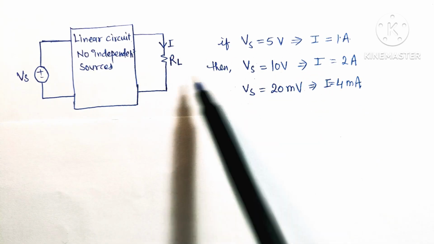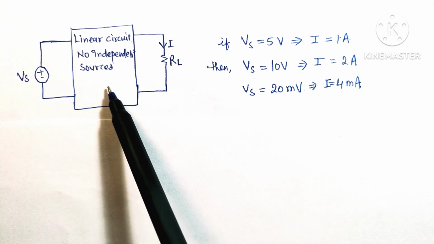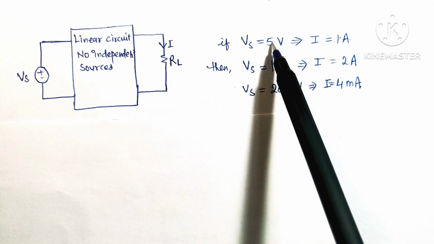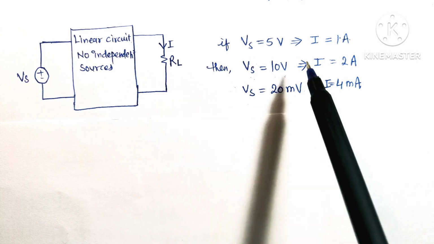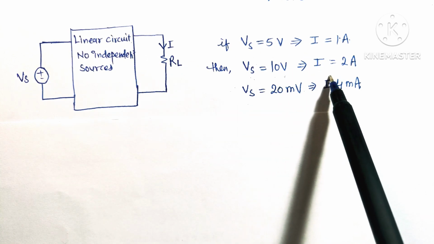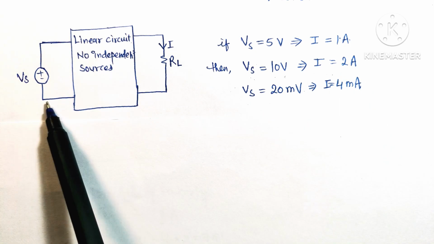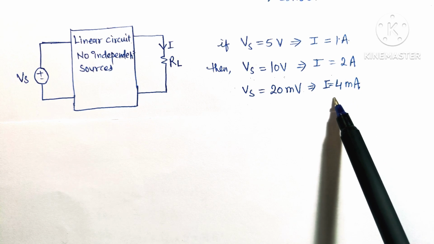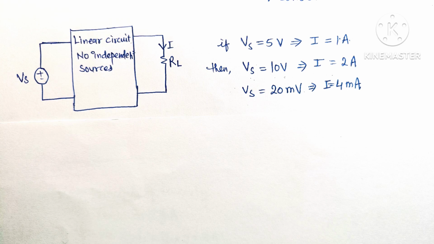If we apply Vs equal to 10 volt here, then from the linearity property of this circuit we can say that the input gets multiplied by 2, as 5 is multiplied by 2 to give Vs equal to 10 volt. Then the response will also be multiplied by 2, so the output current I will also be multiplied by 2 and will be equal to 2 ampere. If we apply Vs equal to 20 millivolt at the input, then the output will also reduce by the same proportion as the input voltage is reduced. So I can be found to be 4 milliampere.